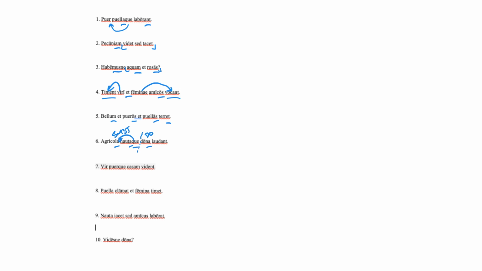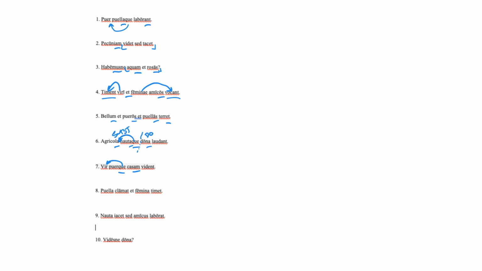All right, number 7, vir puerque casam vident. All right, so again, similar to number 6, we've got both subjects and direct objects. Que connecting vir and puer, casam as our direct object. This direct object is a little more straightforward, just because it is visually more separate from those subjects.